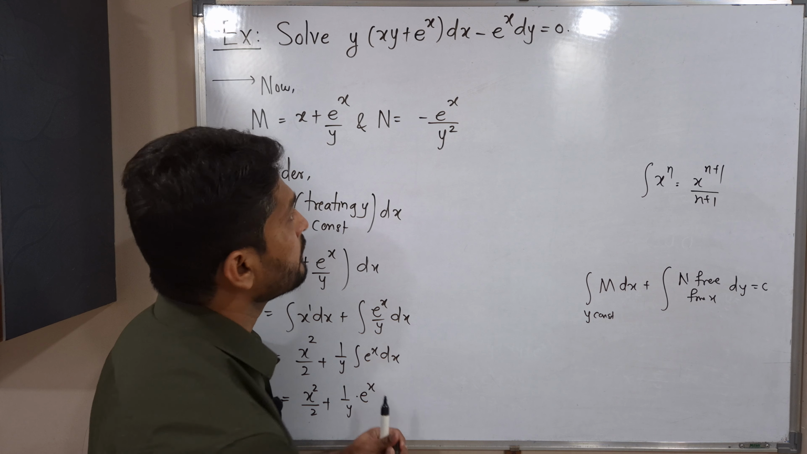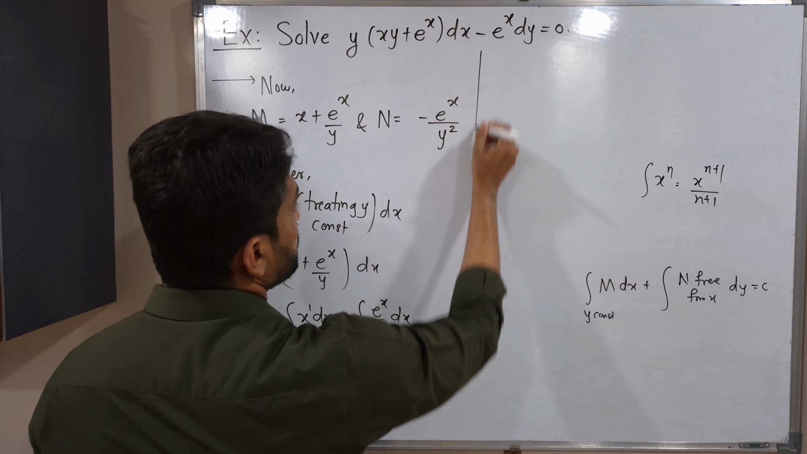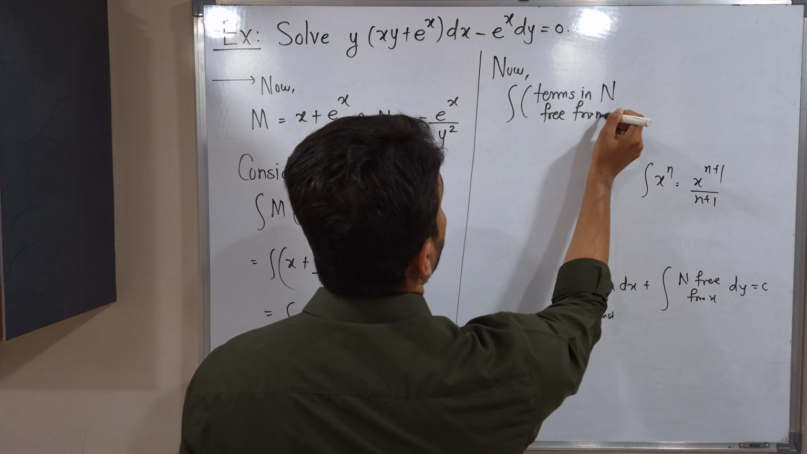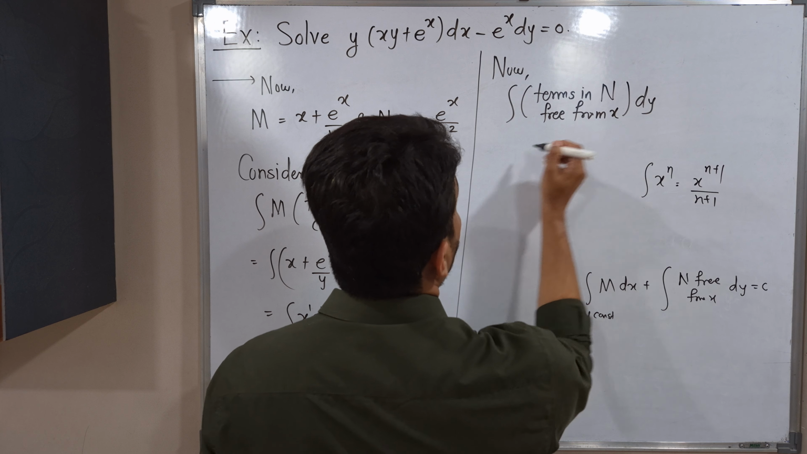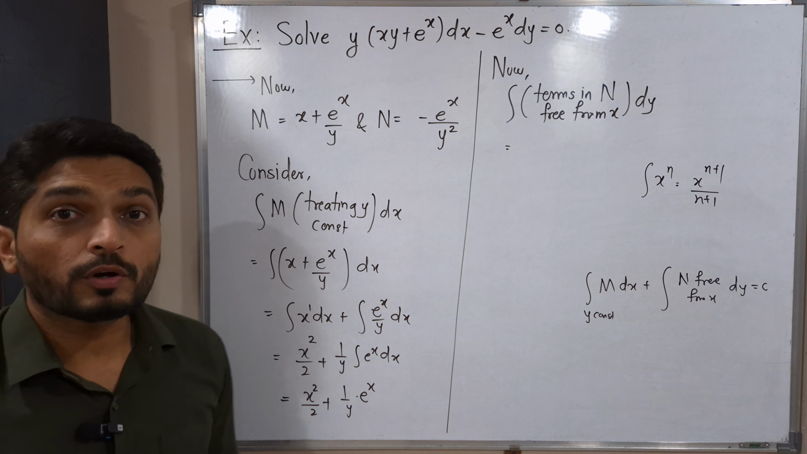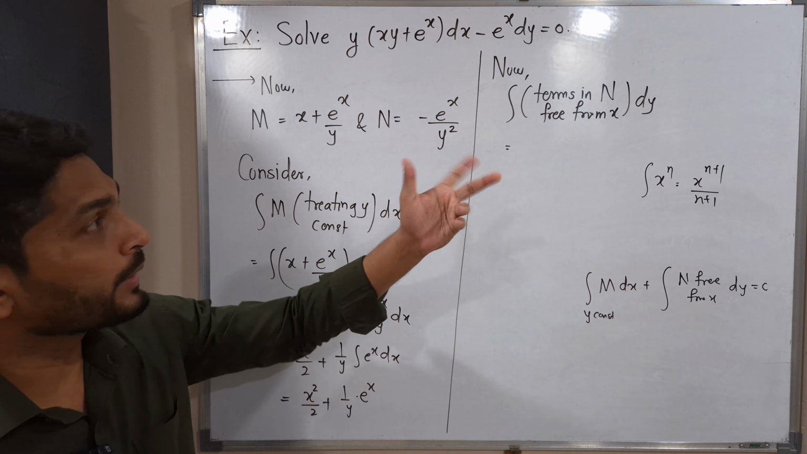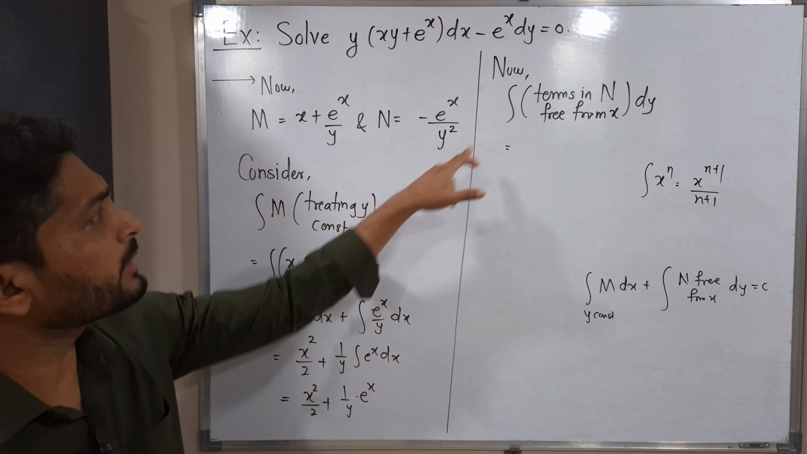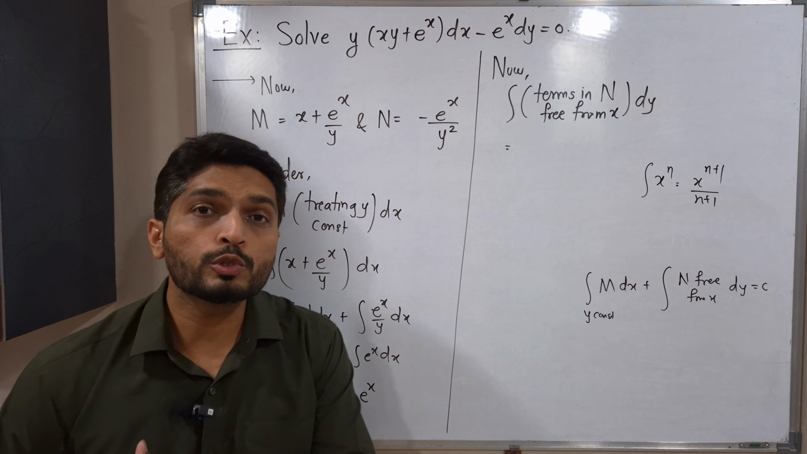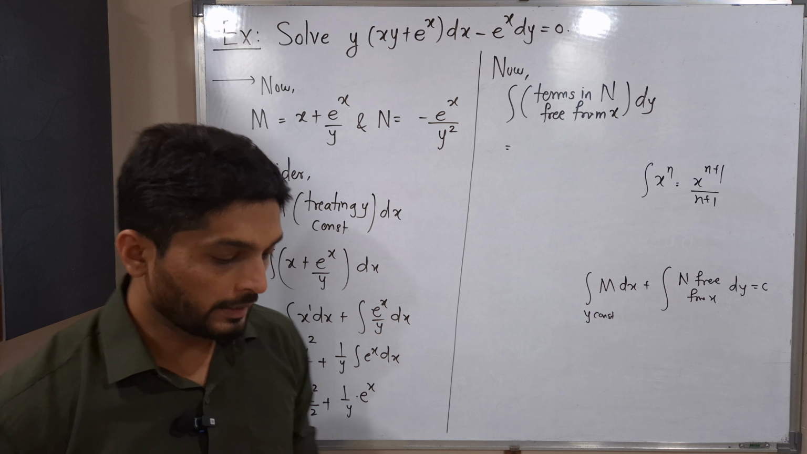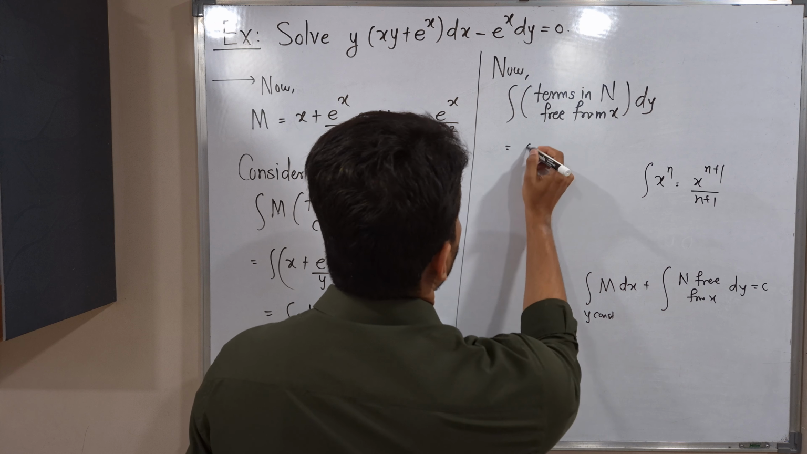Let us move further. Second integral, right? Now what have we written there? Integration of terms in N free from x dy. That means we are finding terms of N in which x is not there. Here x is there, so you cannot take that term, and only one term is there which has x. That means you cannot take that term. It means the value of this integration is 0.